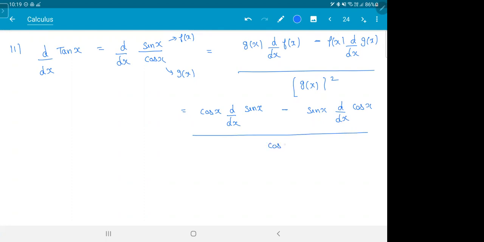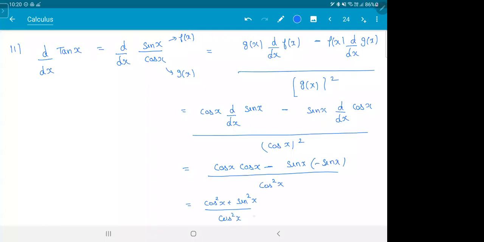Cos square x. So that would be cos x. Differential of sin x is also cos x. Minus sin x. Differential of cos x is minus sin x. So in the numerator you get cos square x plus sin square x by cos square x. That is 1 by cos square x, secant square x. You can remember this result for tan x directly. Differential of tan x is secant square x. This result you remember. In the exam you won't have time to do all this.